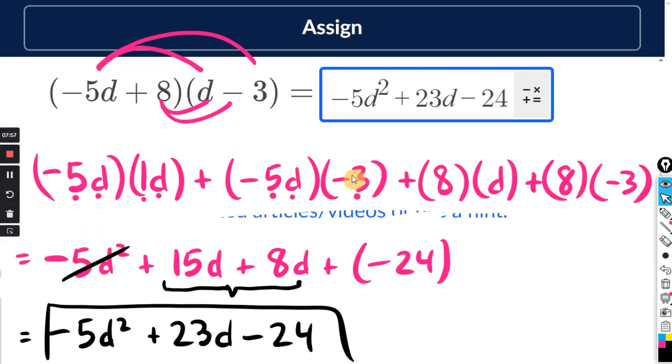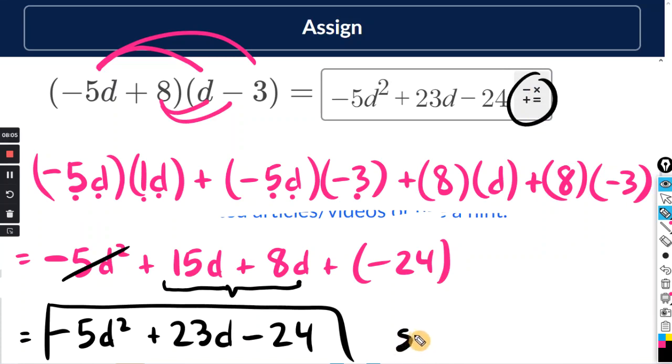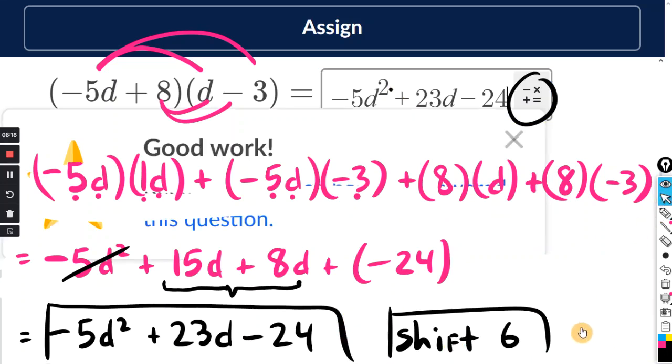And that's it. Again, to do the exponent, if you don't want to use the menu right here, you can just click shift and the number 6 at the same time. You click those together, and you will be able to type the exponent. All right, so you can use FOIL or you can just use the regular distributive property. Same thing.